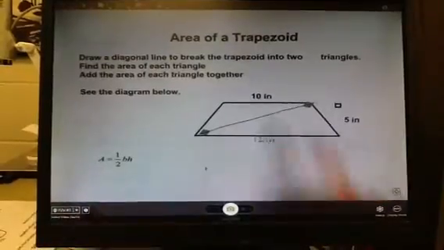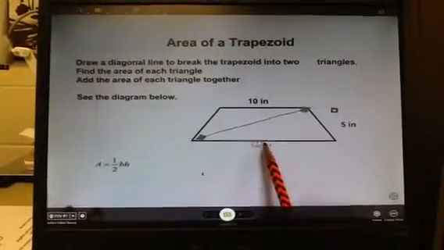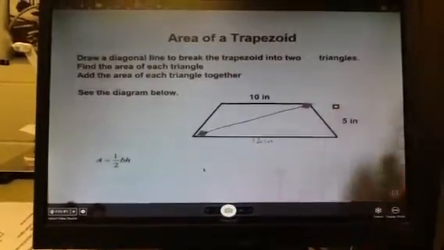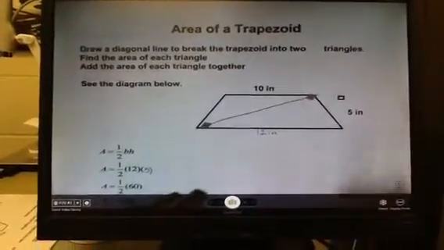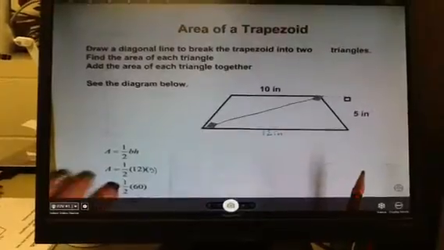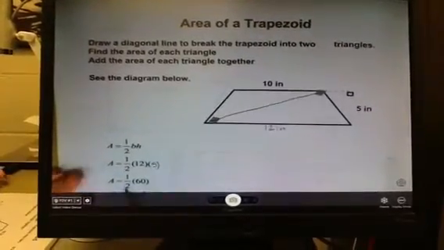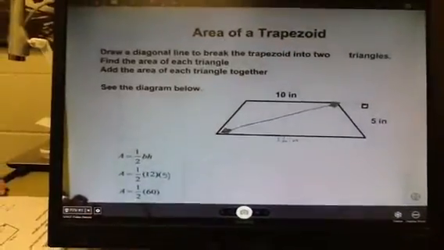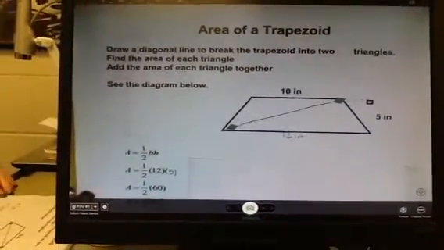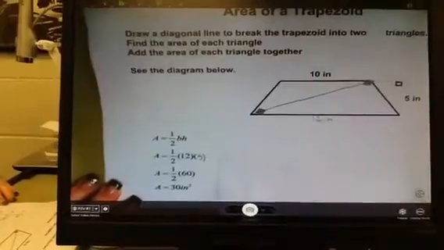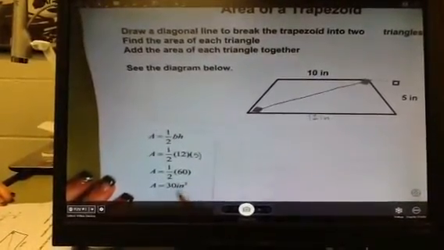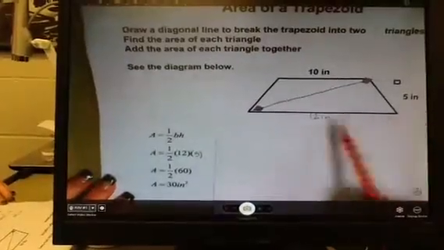So I'm going to take this first triangle on the bottom. My base is 12 and my height is 5. So I'm going to multiply them together. 12 times 5 is 60, and then 1/2 times 60, or half of 60, is going to be 30 inches squared. I need to have my inches squared because I have a label of inches squared here.